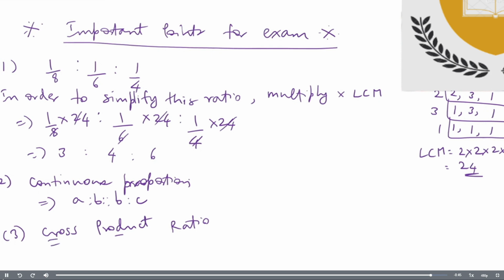What do you mean by cross product ratio? They might ask you to find the cross product ratio and choose the option. If you don't know this term, then you might end up losing marks for something which you actually know. So I'm going to show you this so that you are aware of it in the exam also. Cross product ratio means product of extremes is equal to product of means. Please be well versed with all these three important points. We'll go ahead with the next few topics.